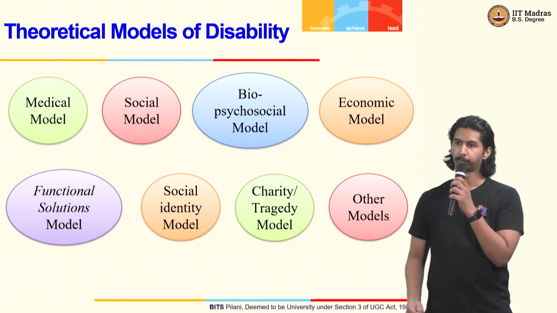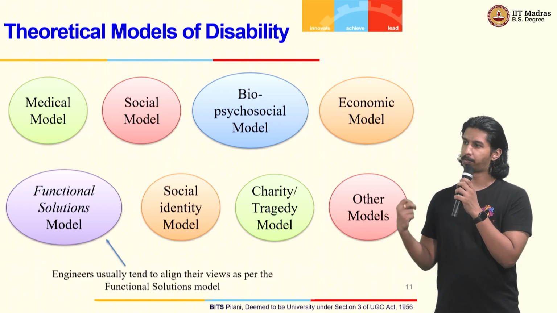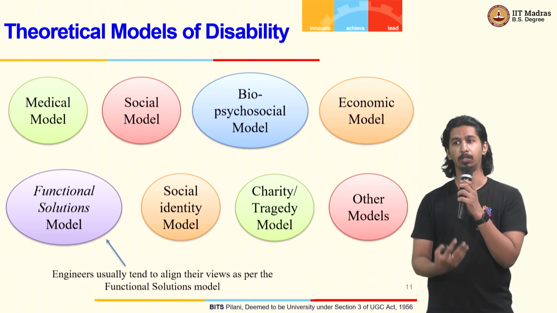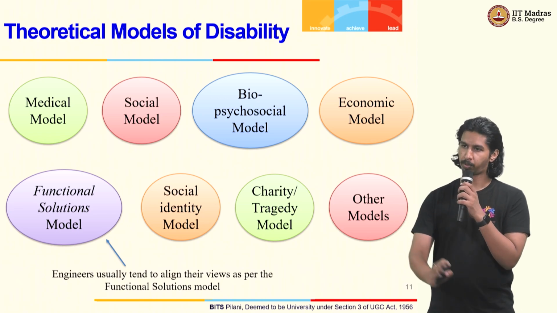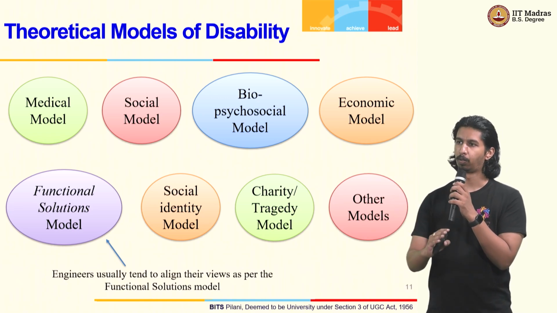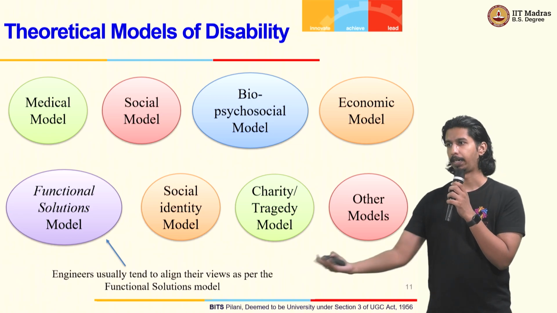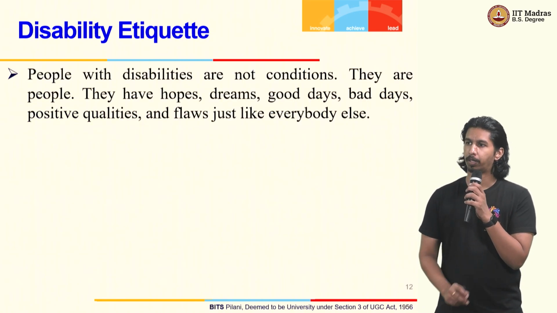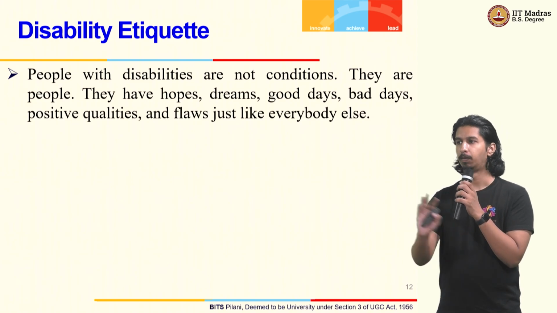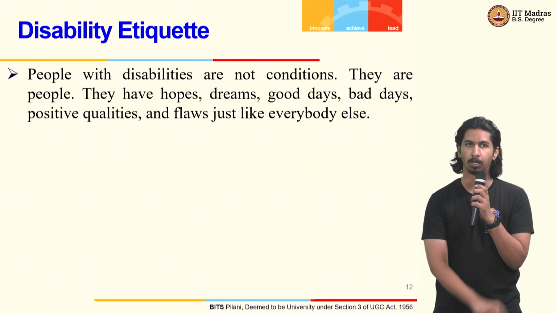Yeah, go ahead. Functional solutions model. Yeah. So most often engineers have this thought process that, apart from the other models, let's try to use technology solutions in order to bridge the gap between the needs of a person with disability and tech solutions, right? So let's also now talk about some disability etiquette, and then we will again move on to our assistive technologies, accessibility, and so on, right?